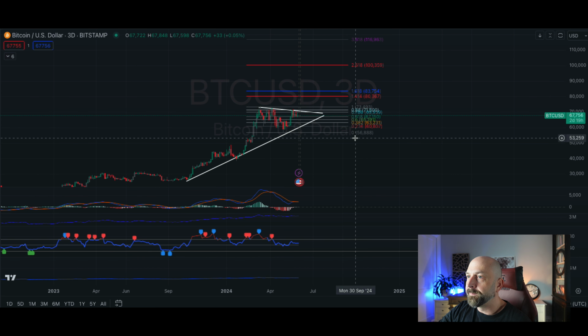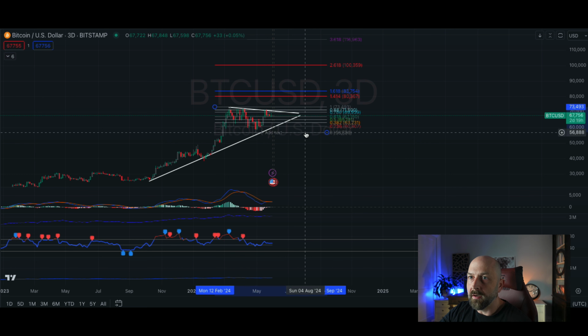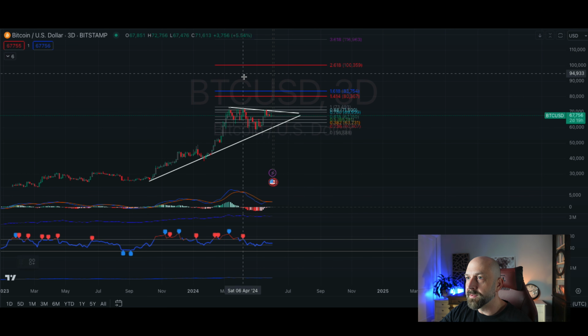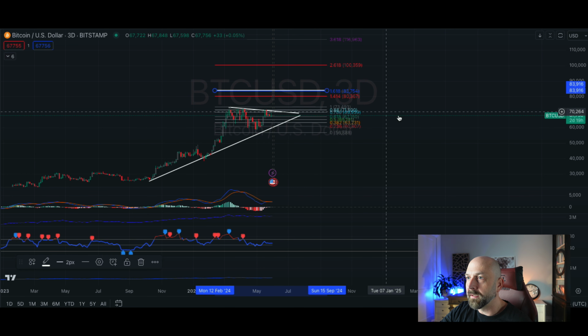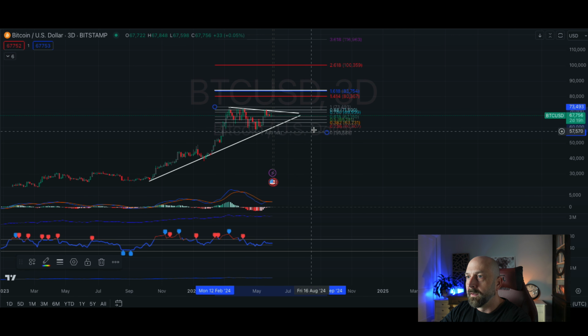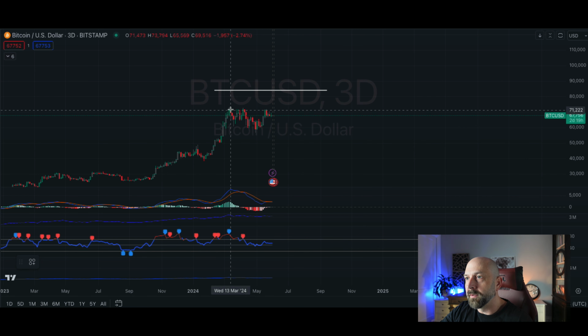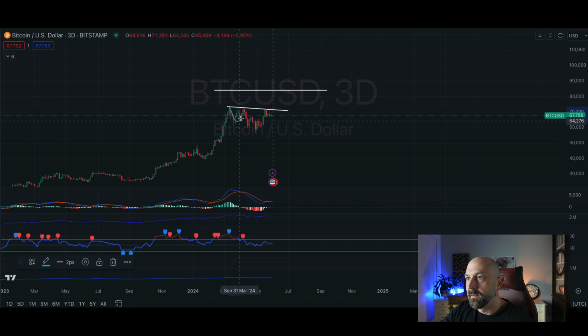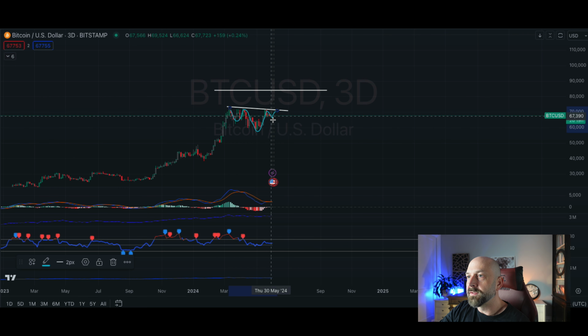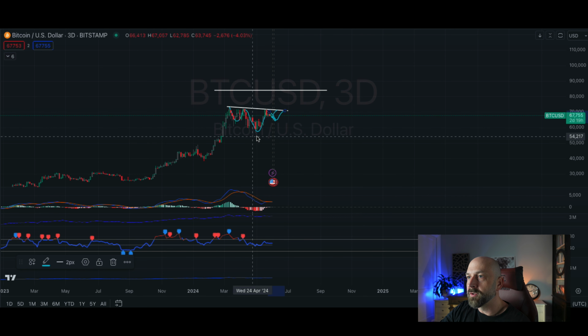I really like this 1.618 because of where it sits, and I like this head and shoulders pattern that we've got going on here. It's an inverse head and shoulders. So what we could see is the market do something like this. We could even go a little bit lower here, and just sort of make this the head, and we've got the shoulders here.